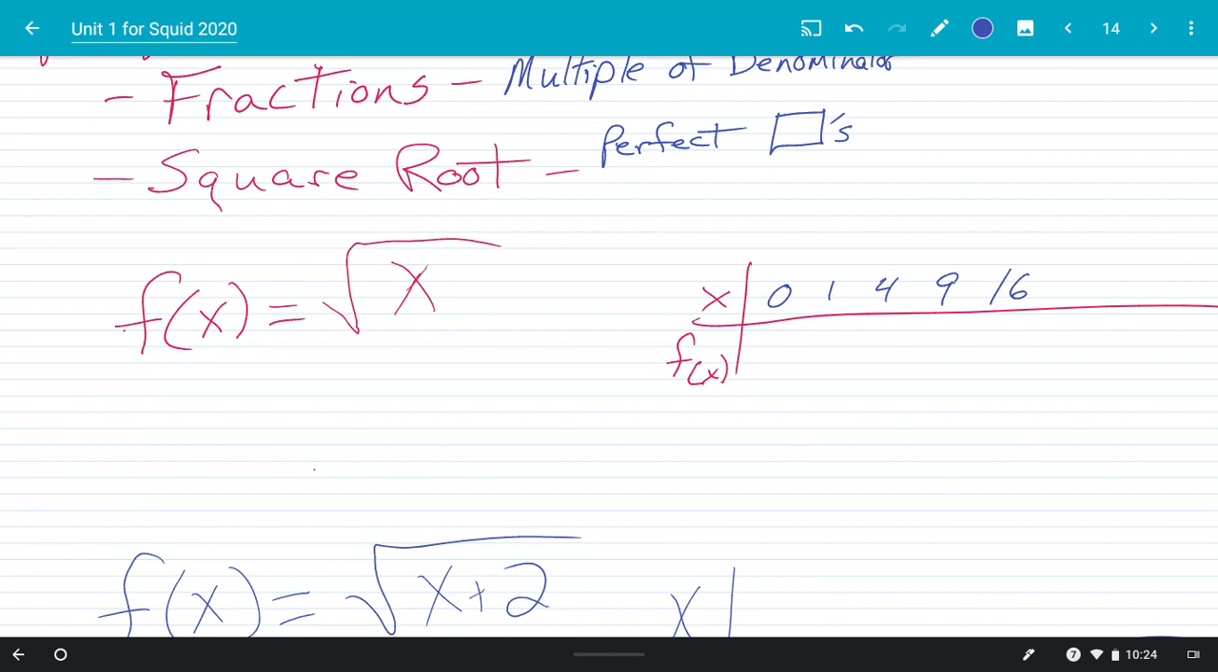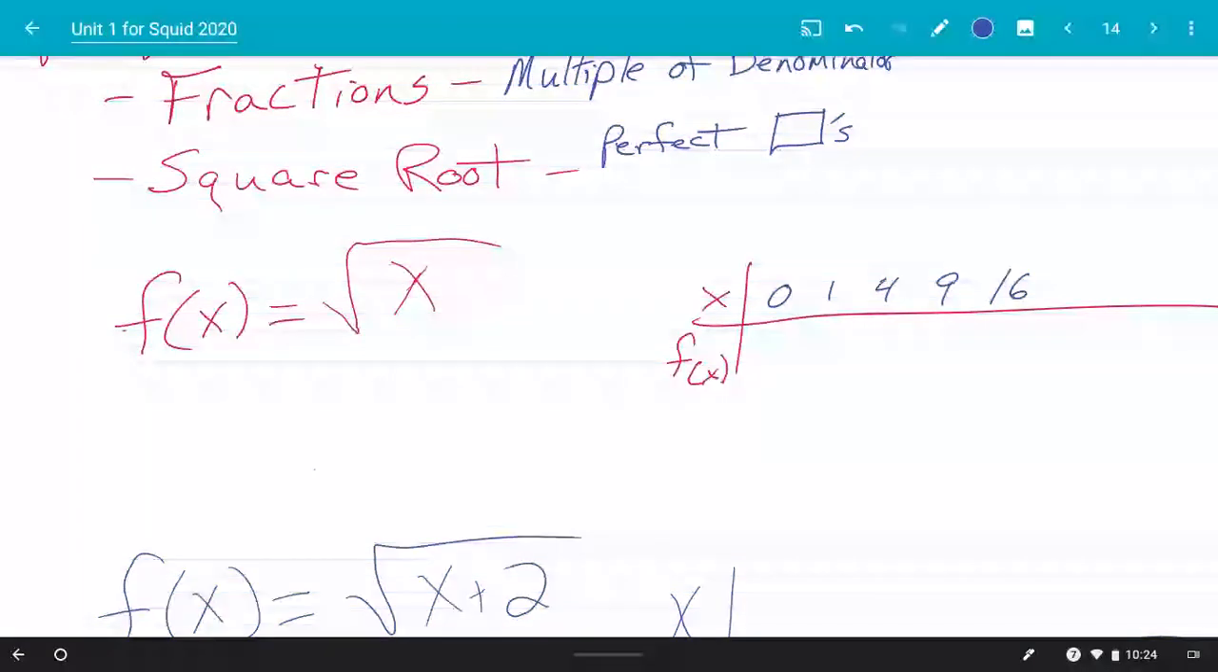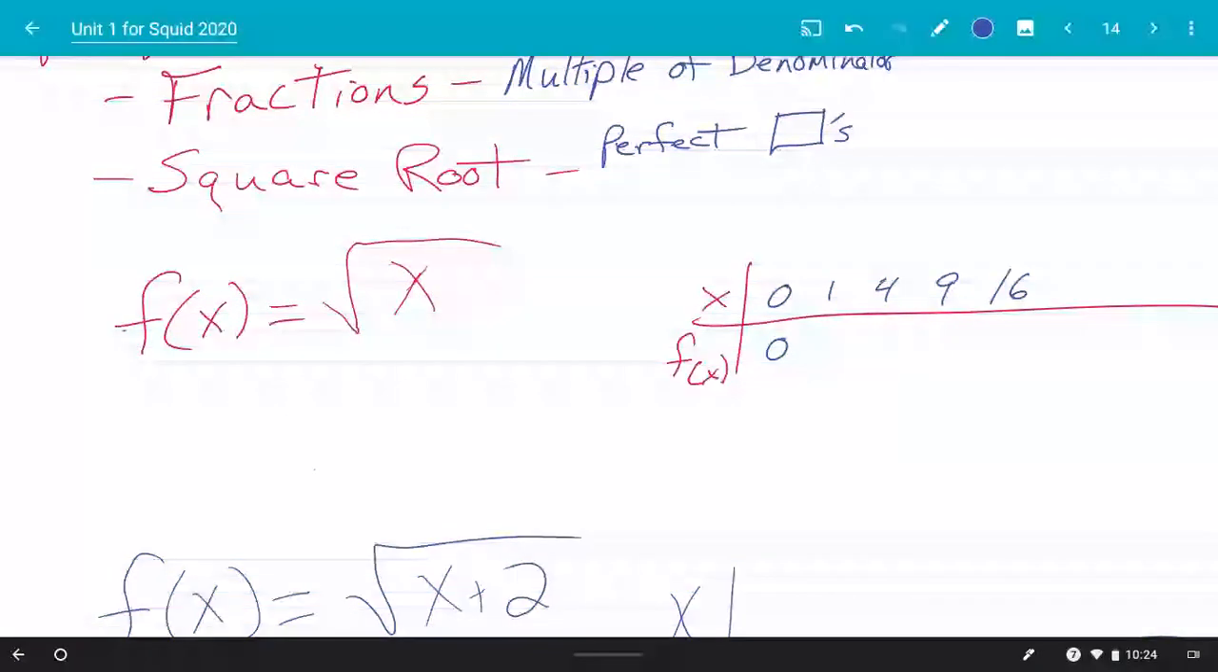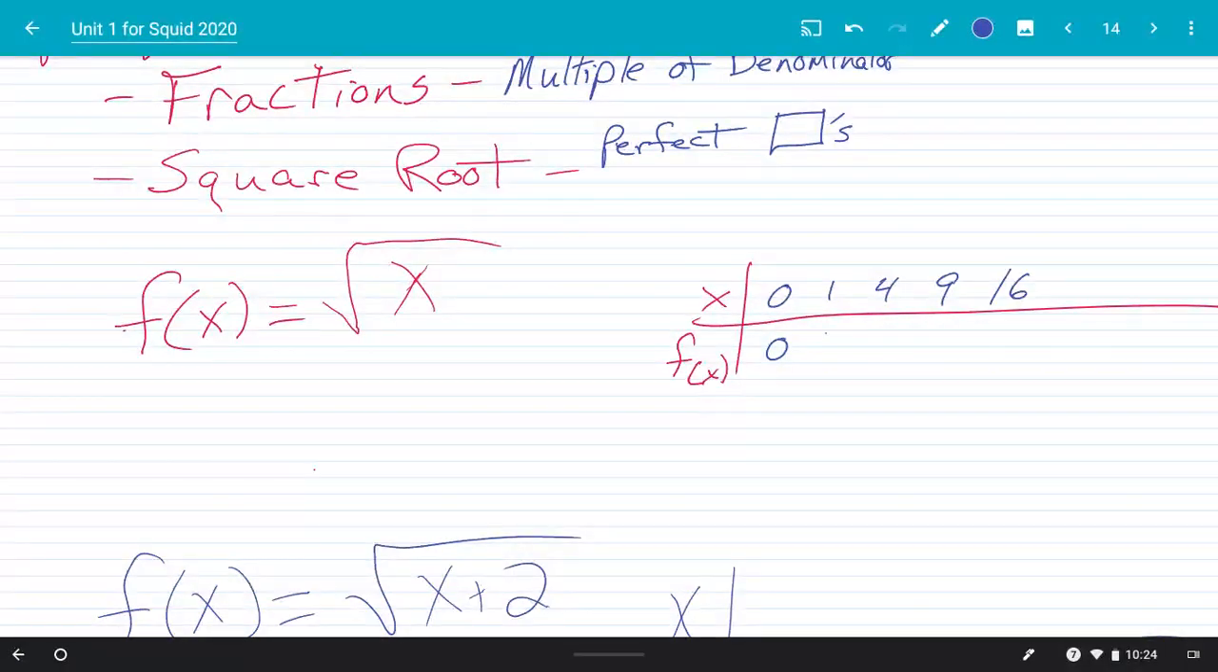16, 25, 36, 49. Remember that list I told you need to memorize? Okay, and if I plug those in, what's the square root of 0? 0. What's the square root of 1? What times itself gets me 1? What's the square root of 4? What times itself gets me a 4? Square root of 9 is 3, and square root of 16, 4. You see how easy that was?